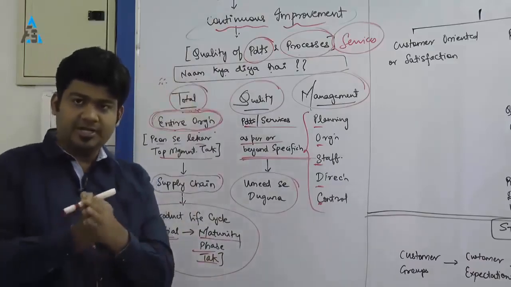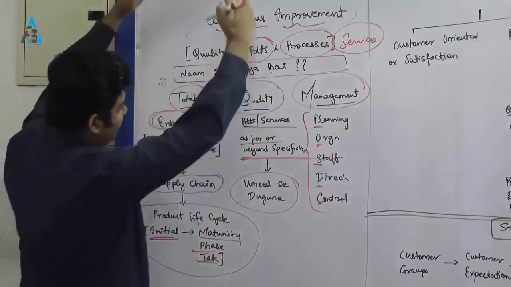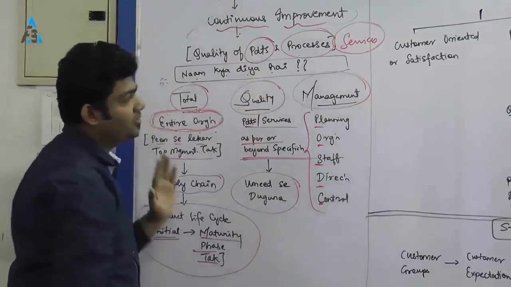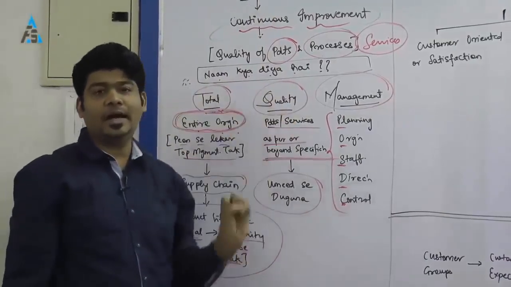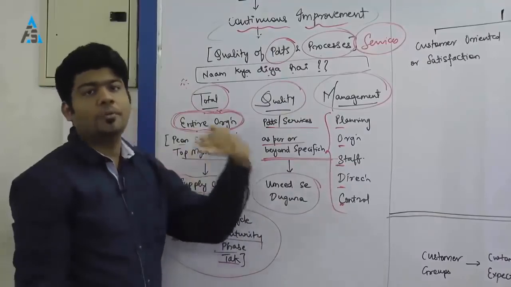So for any question related to TQM, just take 2 minutes, write down this brief theory about TQM, and then write the relevant answer required. So that's how your approach should be.